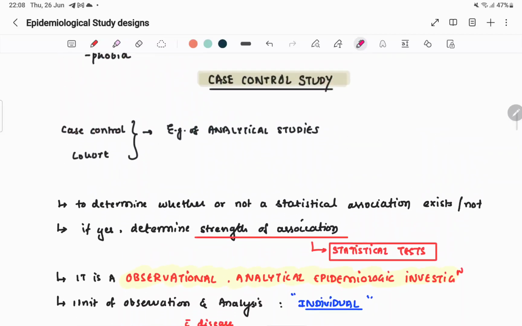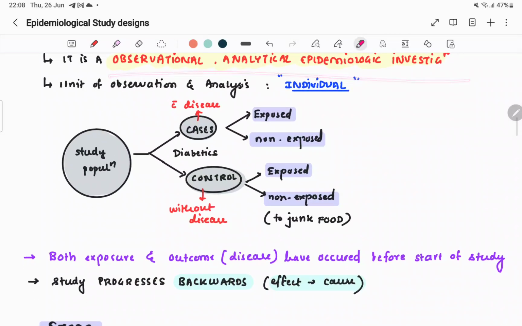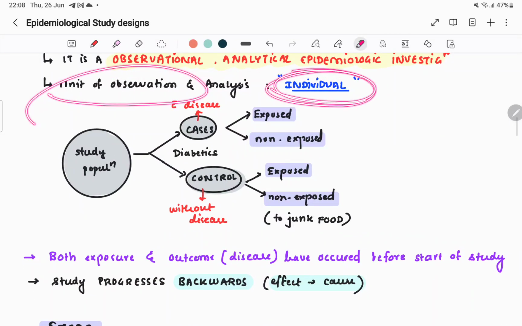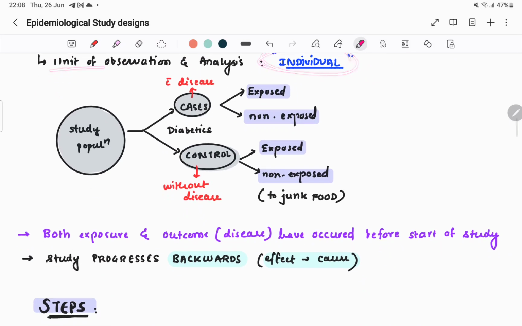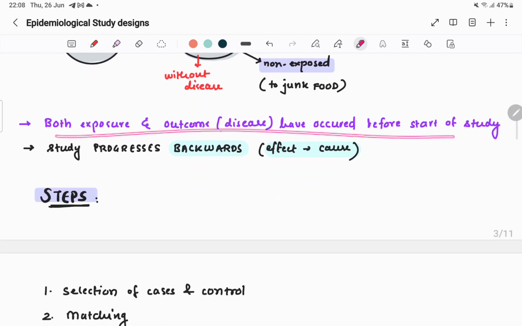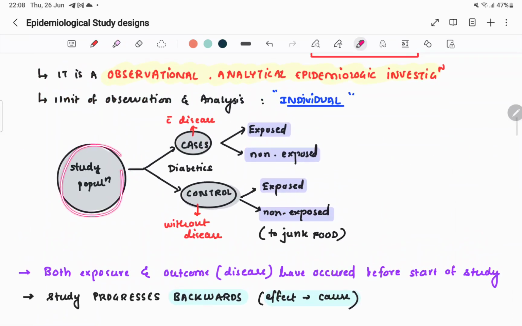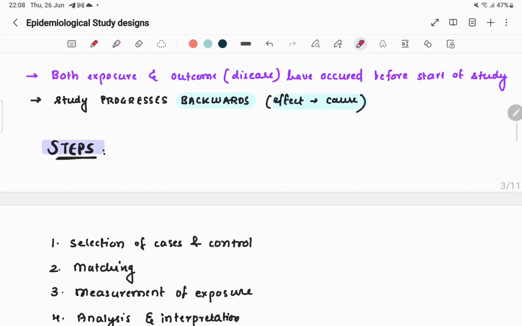So case control is an observational and analytical study. Unit of observation is an individual, okay, because it's not a population based study. Unit is individual. I talked about population, cases, control, exposed, non-exposed. Both exposure and outcome have occurred before the start of the study. Okay, so you are just taking it. Okay, you are not doing any intervention. What are the steps?